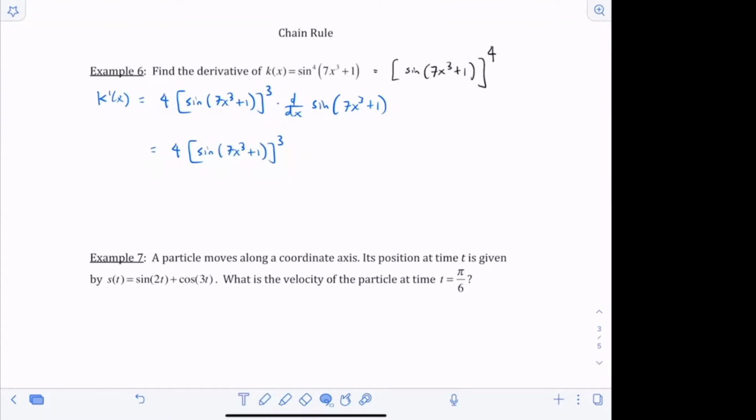Now I want to take the derivative of that inside piece. What rule do I need to use to find the derivative of this guy? Sum rule, difference rule, product rule, quotient rule, chain rule. What rule do I need to find the derivative of this? Chain rule. So this question is a double chain rule question. There's a chain rule inside of a chain rule.